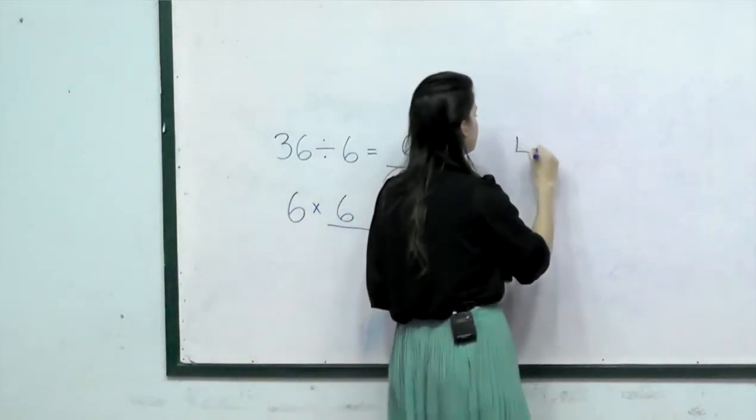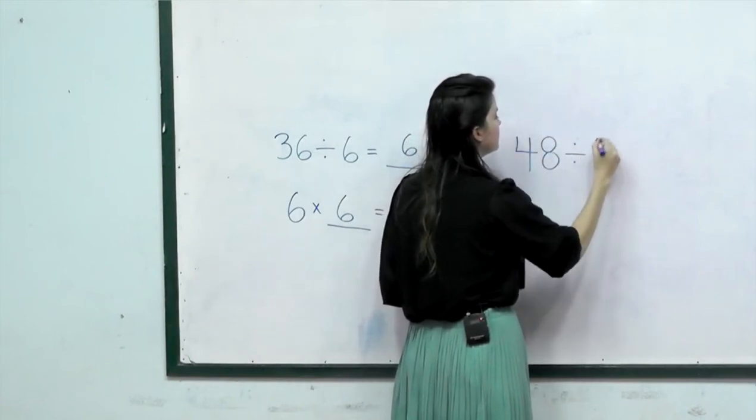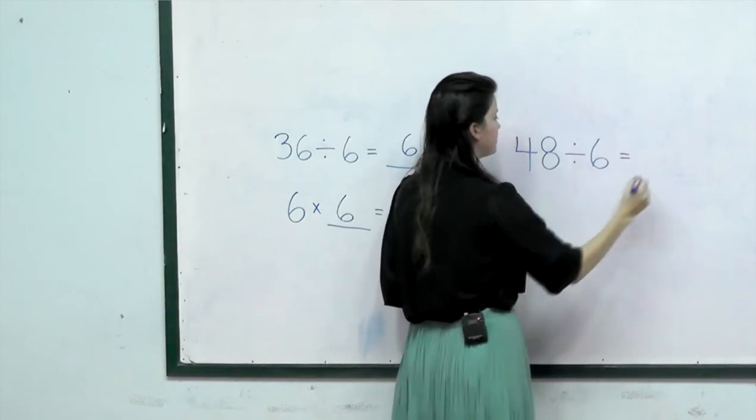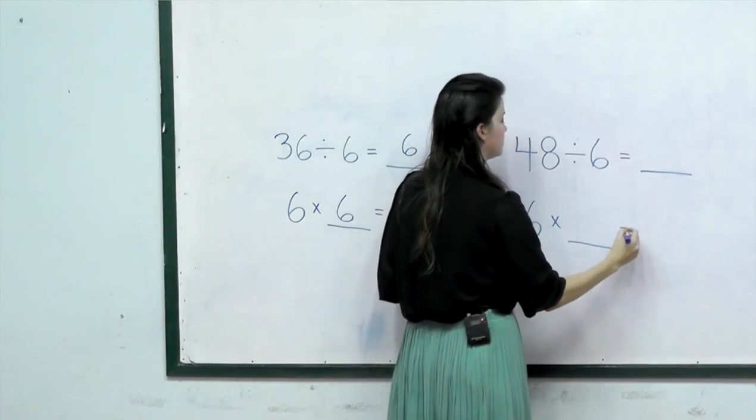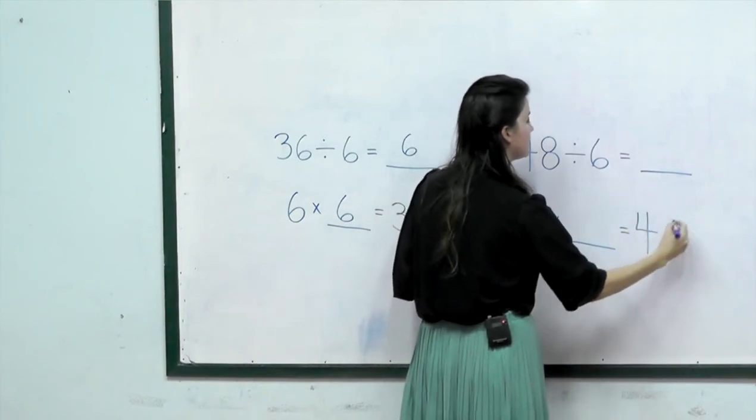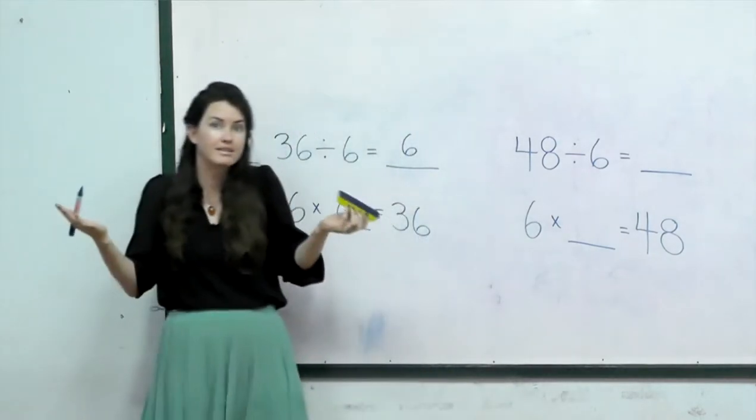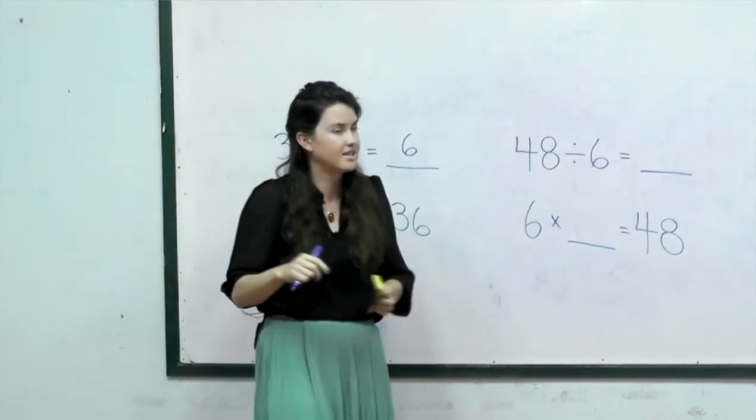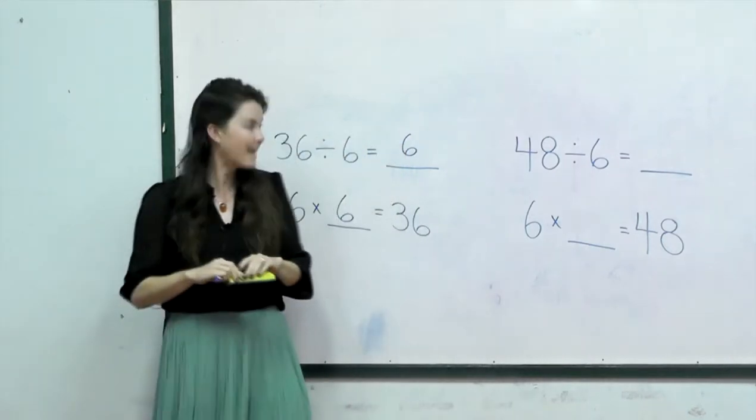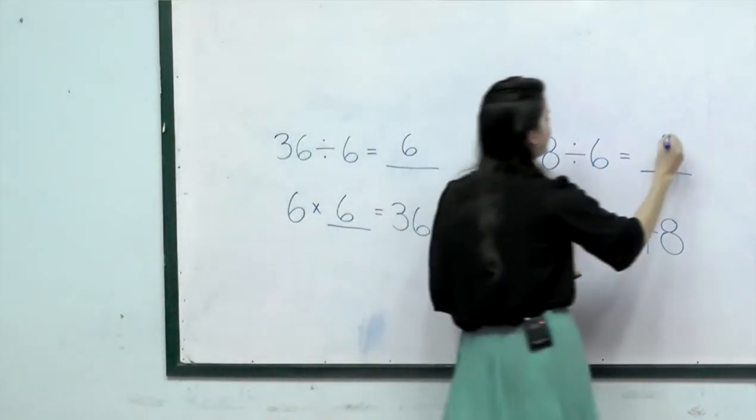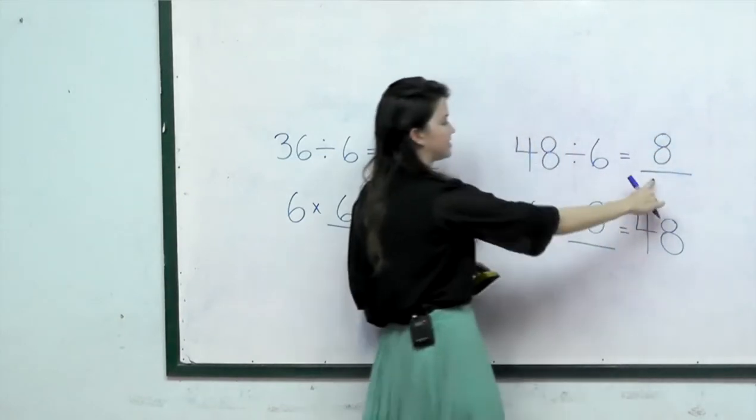So let's try this one. 48 divided by 6 equals what? We can change that around to think 6 times what gives us 48? Okay, 1, 2, 3. 8! Good job, friends. That's exactly right. We have 8 is our answer.